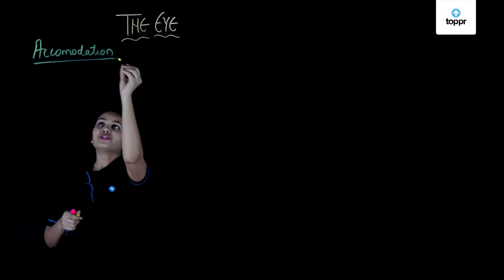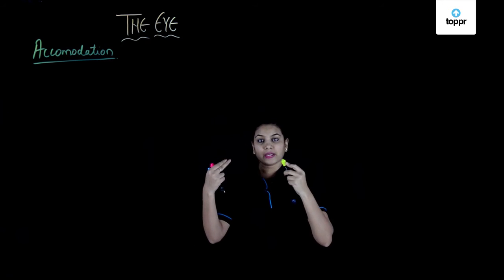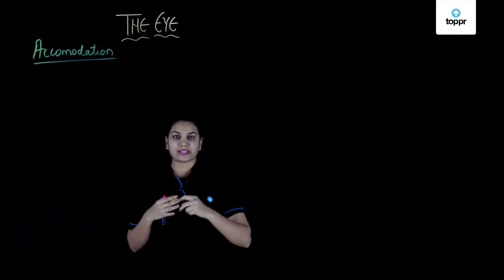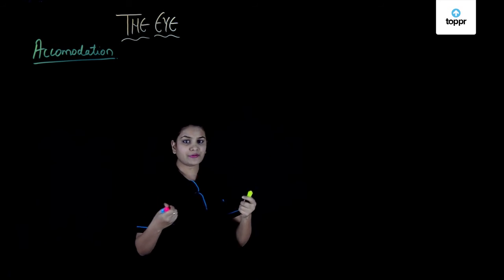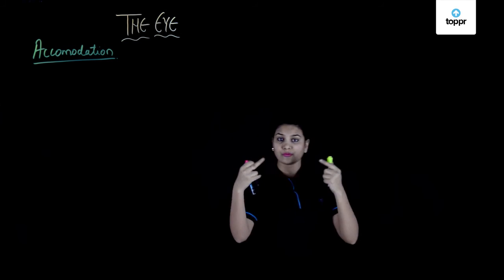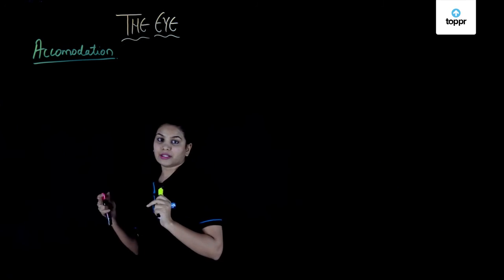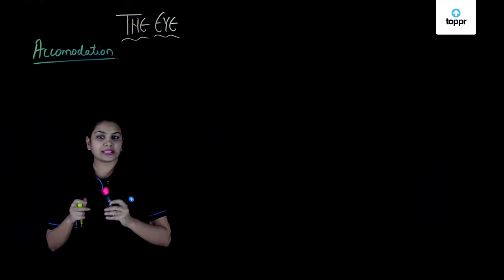Well, accommodation means the process of focusing the eye to see different objects at a distance. Whenever we do this process, we know that when we have to see different types of objects at different distances, we have to accommodate accordingly. Now how do we do that?